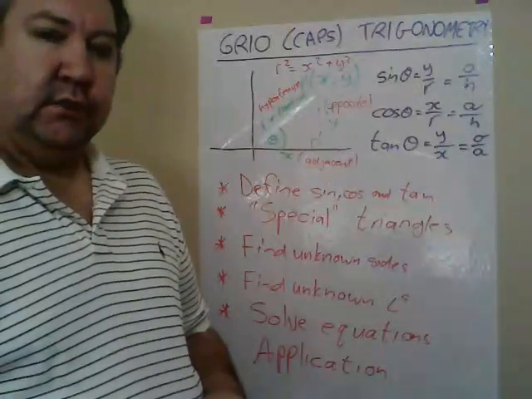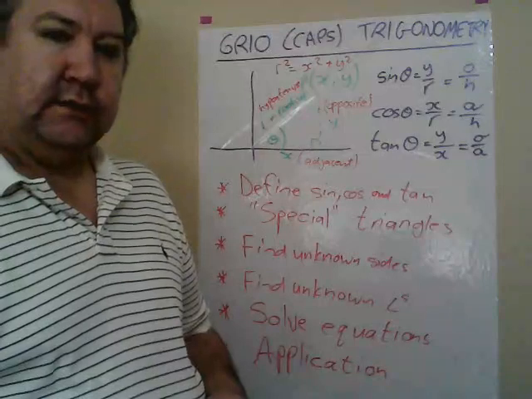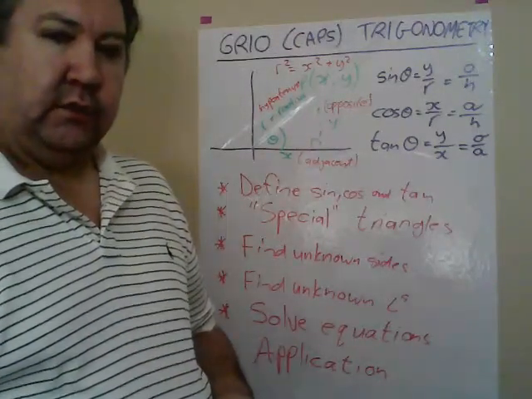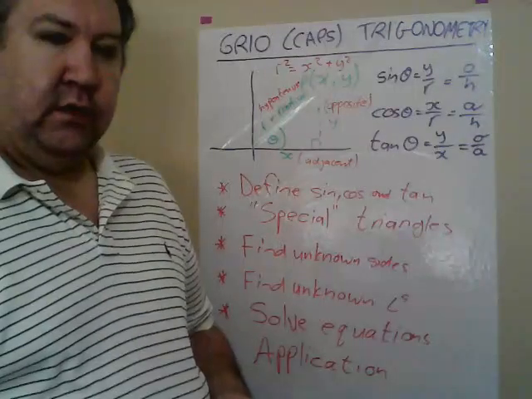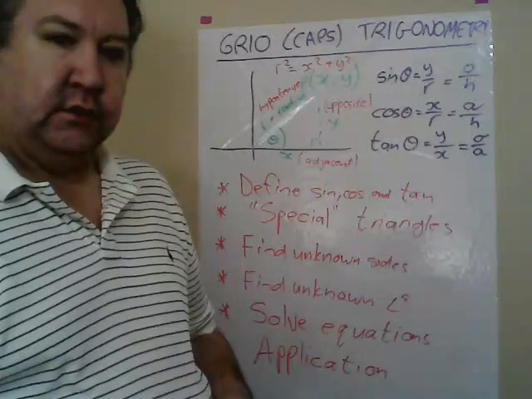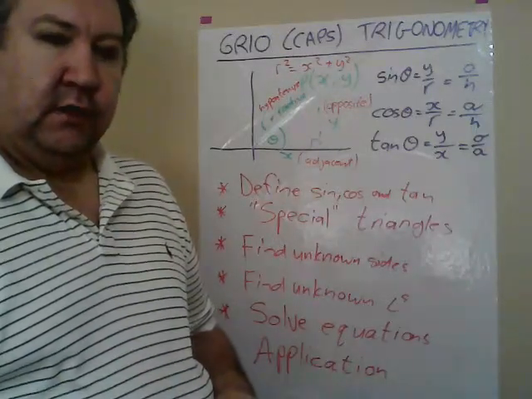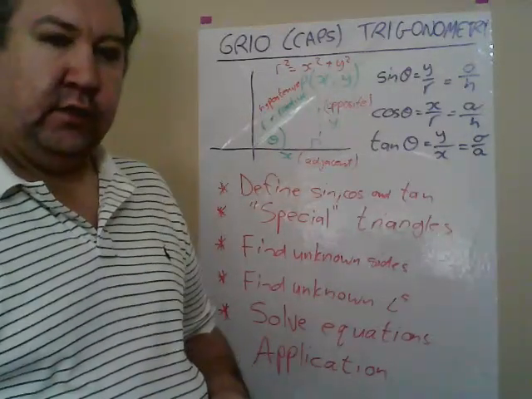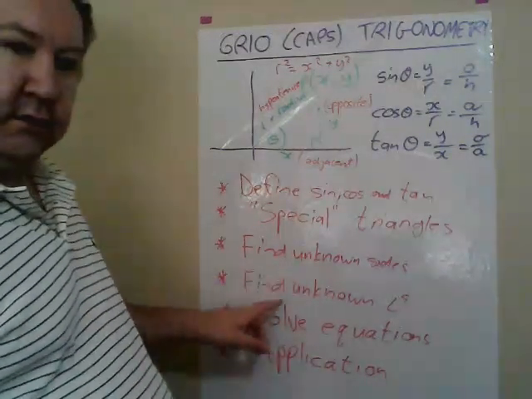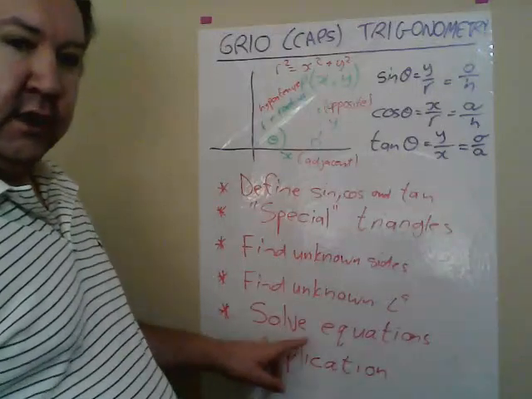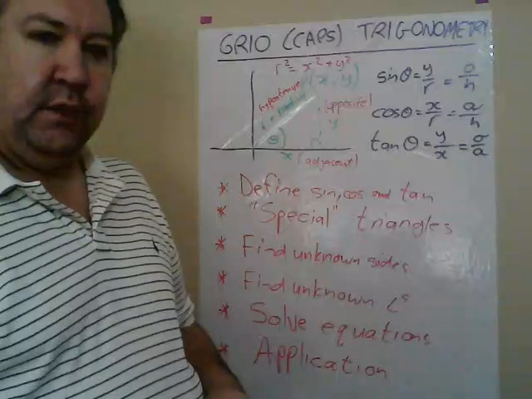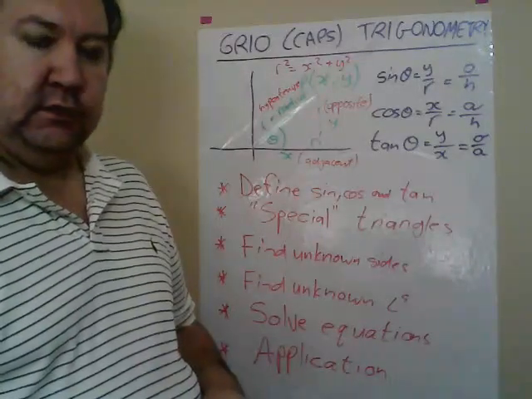Hello, welcome to this introductory lesson to grade 10 CAPS Trigonometry. I'm going to tell you about sin, cos and tan today, what they are, and tell you a little bit about special triangles. And in later lessons we will look at the following: finding unknown sides, finding unknown angles, and solving trigonometric equations. Okay, so let's get started.